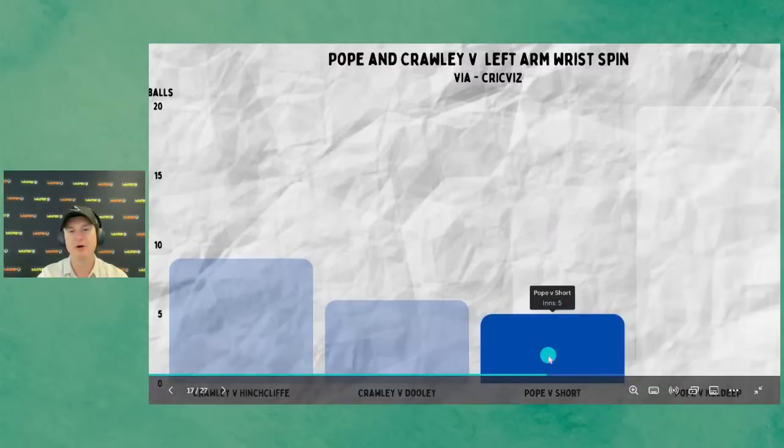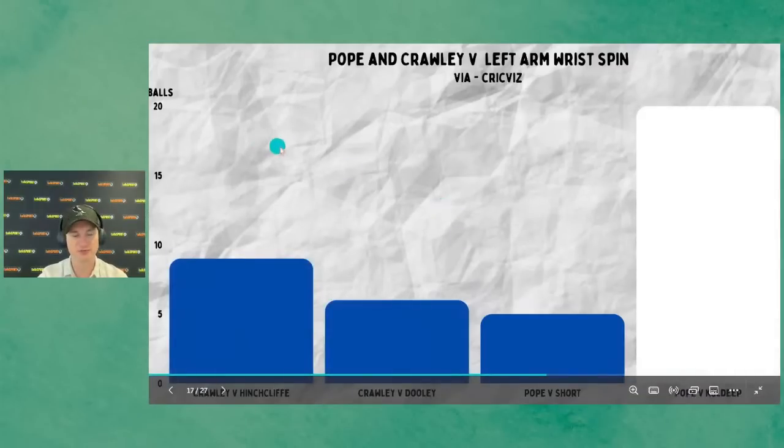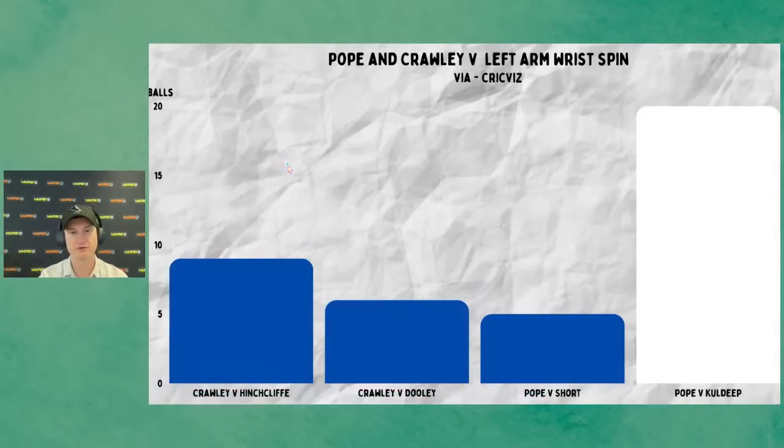And this is Pope in T20 cricket, 5 balls from Darcy Short. And this is Crawley in all levels of professional cricket. The one that is very hard to find ball-by-ball data is List A cricket. So I don't have a database for that.